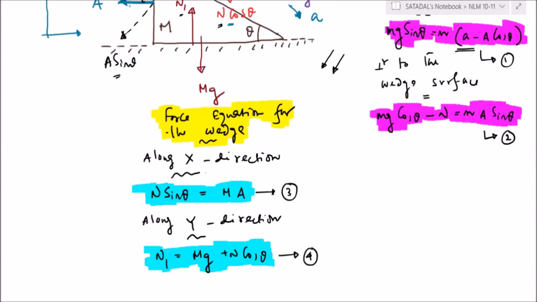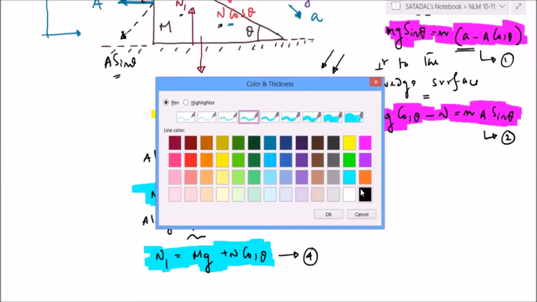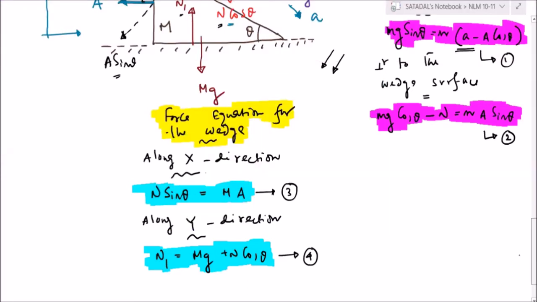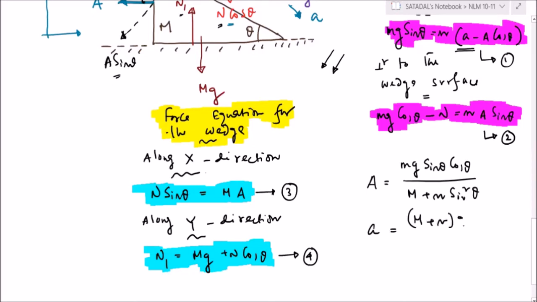Yogananda? Sir, will capital A be mg sin theta cos theta by M plus small m sin square theta? Correct. Very good. Capital A is mg sin theta cos theta divided by capital M plus small m sin square theta. Absolutely perfect. And small a we will get as (capital M plus small m) g sin theta divided by capital M plus small m sin square theta. These two are the ultimate answers.